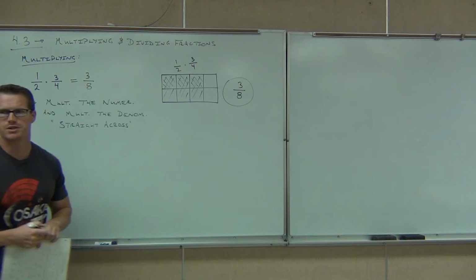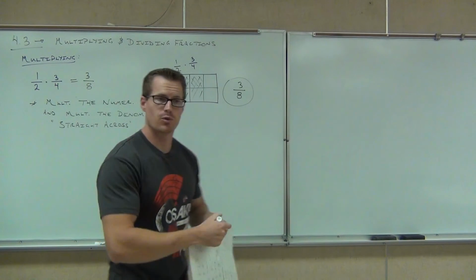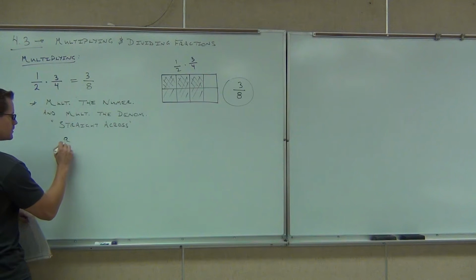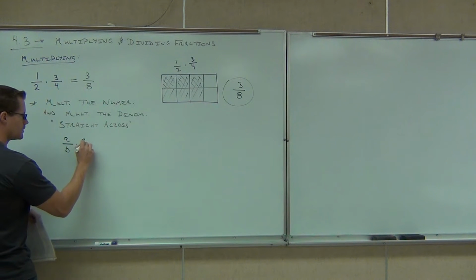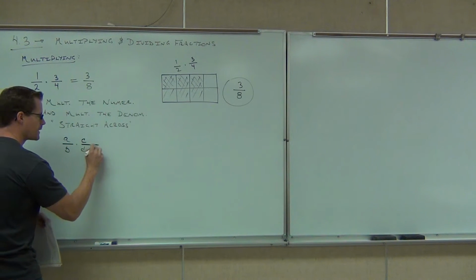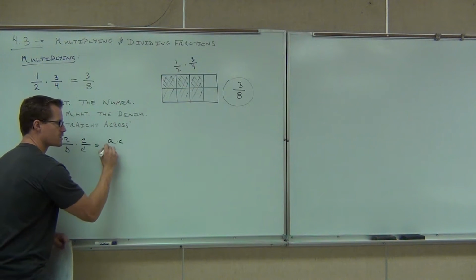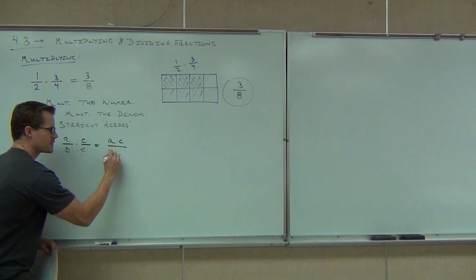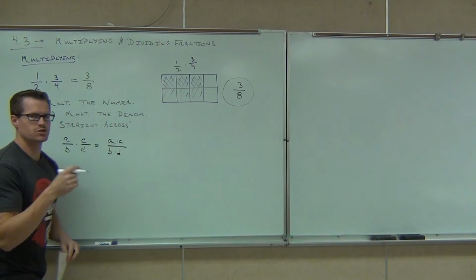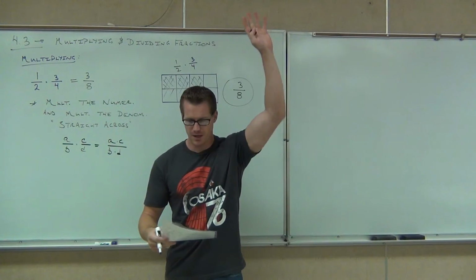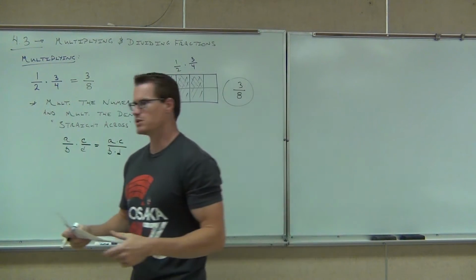In general, here's what we do. If we have any two fractions that we're multiplying together, such as, let's say, a over b times c over d, what multiplying fractions says is that we're going to multiply the a times c, whatever those numbers happen to be, over the b times d. We literally just go straight across, the numerator times the numerator and the denominator times the denominator. Raise your hand if you feel okay with this so far. Let's try some examples and see how we do this.